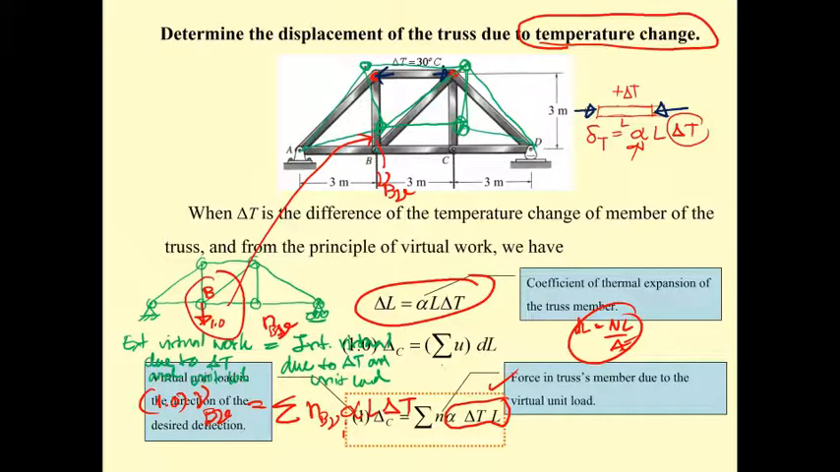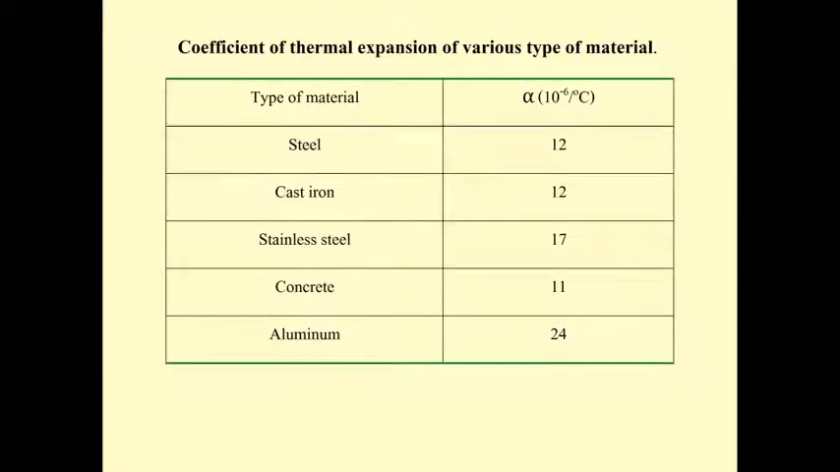The coefficient of thermal expansion varies with the material. For steel it is 12 times 10 to the minus 6 per degree Celsius. For aluminum, it's a little bit larger, about 2 times. It should be noted that concrete and steel have very similar coefficients of thermal expansion. So under the application of the force, the materials in reinforced concrete are going to be very compatible.